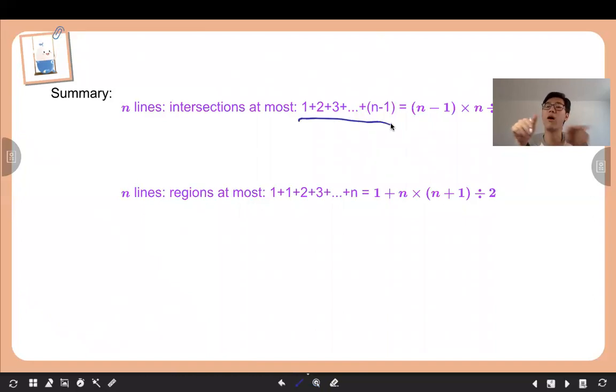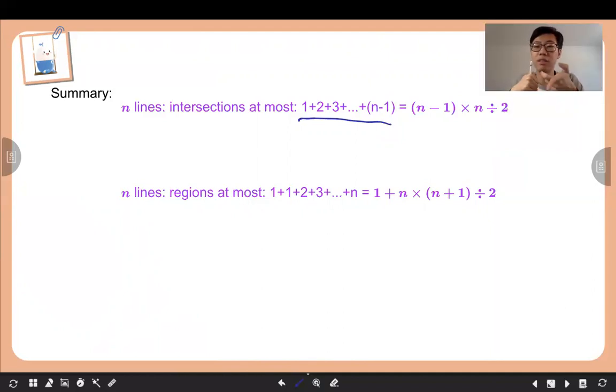1 plus 2 plus 3 all the way to n-1. And our answer, as we just derived before, is n-1 times n divided by 2. Again, for the regions, that's similar, right? What we will do is recognize that the last part here is just similar to the previous one. Now the last term is n instead of n-1, but it doesn't matter. It's just that the last term is different. We have one more term, and the formula should always be the same: n times n plus 1, that's how many terms we have, divided by 2.